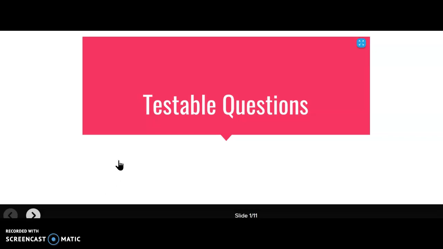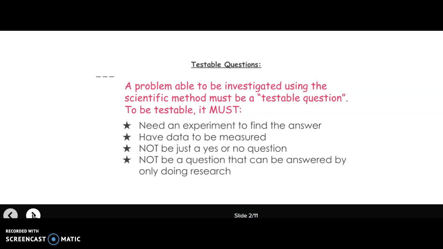Hello, hopefully you feel like you have mastered testable questions. Remember, testable questions are a problem question that must be able to be tested using an experiment. You need an experiment to find the answer. You can't just find it out on the internet or by asking a friend.